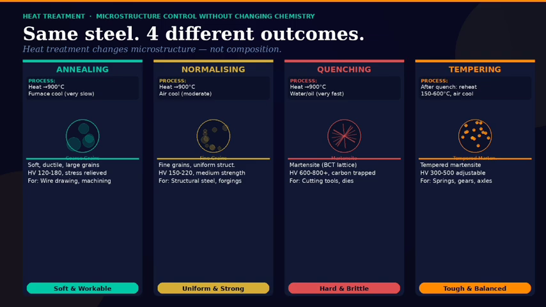Tempering, after quenching, reheat to between 150 and 600 degrees, then air cool. Small carbide particles form. Brittleness reduces. Hardness falls to between 300 and 500 Vickers, but toughness is restored. Used for springs, gears, and axles. The key insight, hardness and toughness are always in tension. Heat treatment gives you the control to find the right balance.